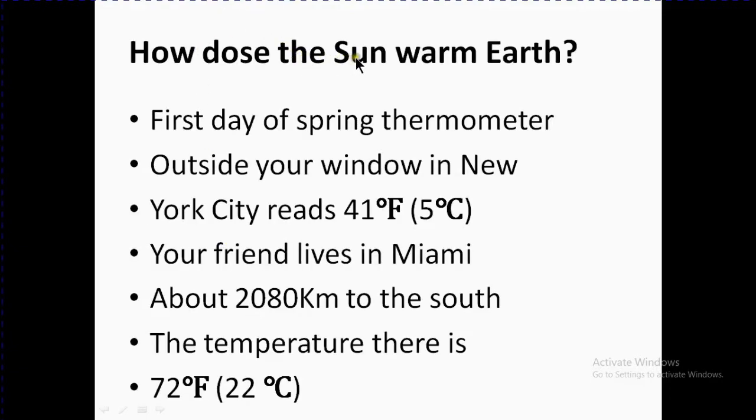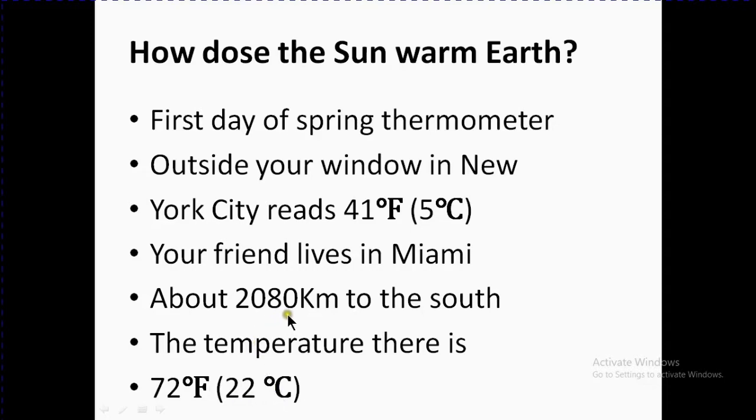How does the sun warm Earth? First of all, we know that on the first day of spring, the thermometer outside your window in New York City reads 41 Fahrenheit or 5 degrees Celsius. Your friend lives in Miami, about 2080 kilometers to the south. The temperature there is 72 Fahrenheit or 22 degrees Celsius.